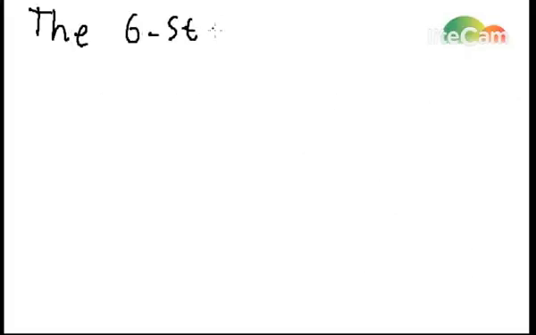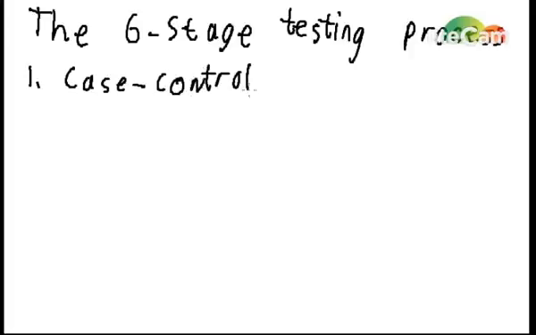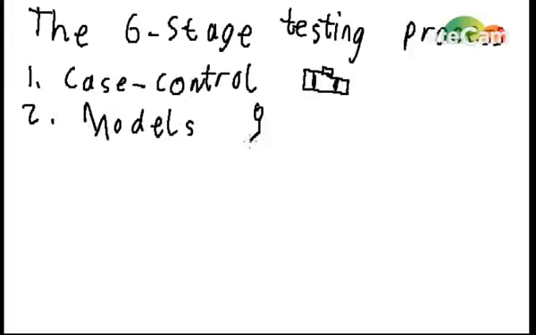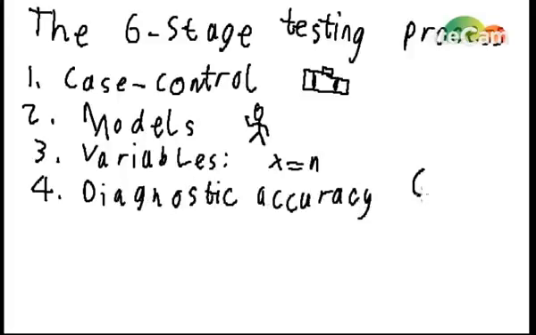These markers need to be tested through a rigorous 6-stage development process. 1. A case-controlled study to match a potential biomarker to a disease. 2. Decision modeling to determine biomarker accuracy and precision. 3. Assessing key variables such as PPV, NPV, sensitivity, and specificity.